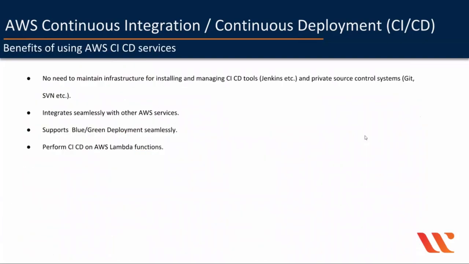With AWS CI/CD services, we have the following benefits compared to the typical CI/CD tools which are in the market, such as Jenkins or GitLab, etc. The first one is these are AWS managed services, and we as customers need not manage infrastructure to install and maintain CI/CD tools such as Jenkins and private source control systems such as Git or SVN, etc. And these services seamlessly integrate with other AWS services such as Elastic Beanstalk, EC2, Lambdas to deploy your code. And these services also support blue-green deployments seamlessly.